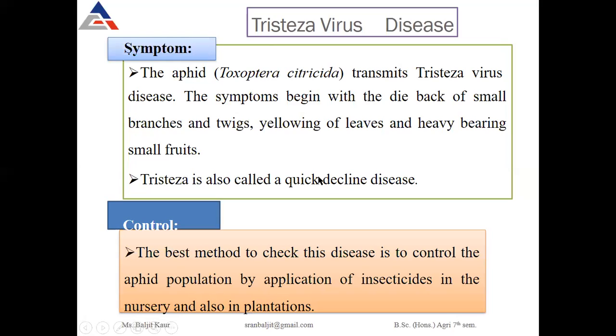To control the Tristeza virus, we have to control the aphid population. If the aphid population is controlled, then it will not transmit this disease. So the aphid should be controlled to control this disease.